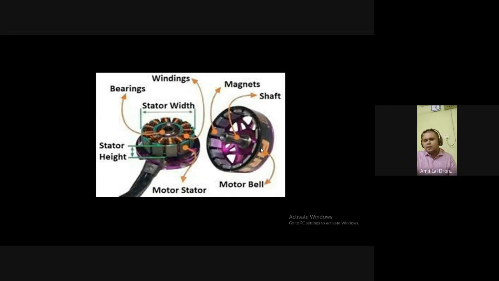Then there is something written about stator height and stator width. So you see something called a 2212 motor. The first 22 states the stator width, and the 12 at the end states the stator height.